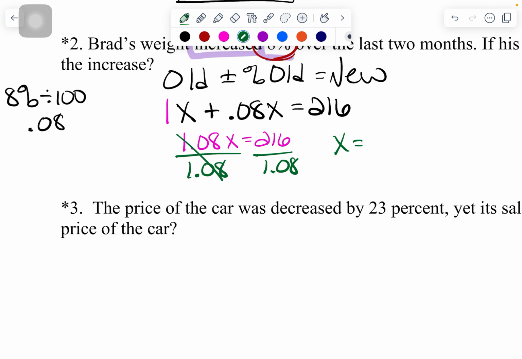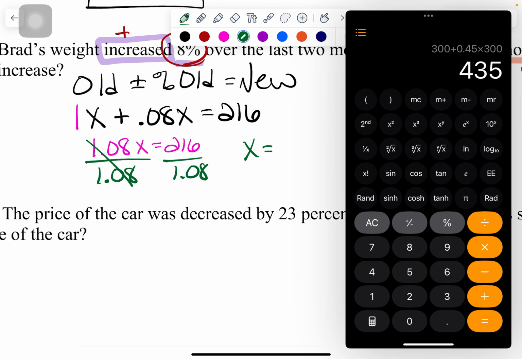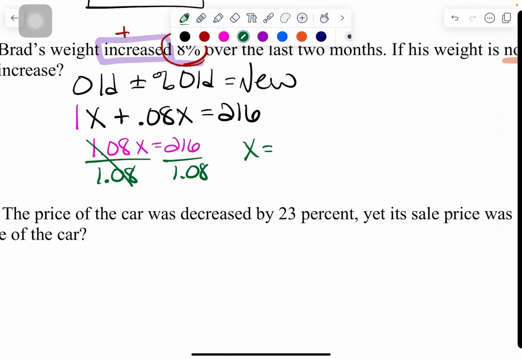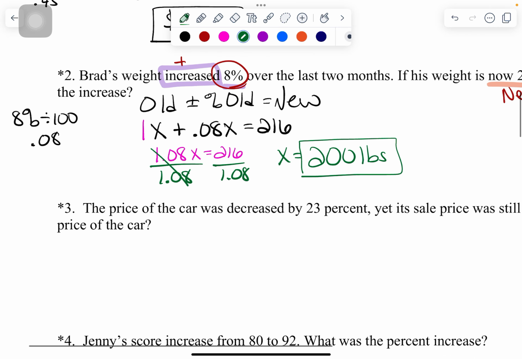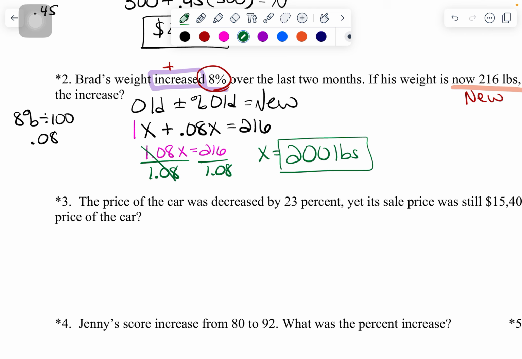So x equals, let me grab my calculator, slide that on over, clear. All right, so 216, not times, divided by 1.08. Let's put the decimal in the right place. All right, so 200 lbs, if you want to put pounds in there. All right, so before his little weight increase, Brad used to weigh 200 pounds. All right, so that's number 2 here.